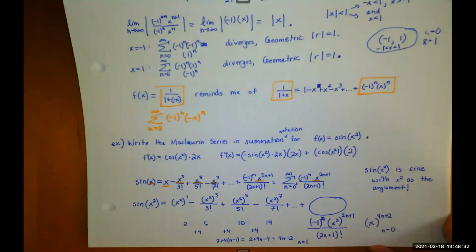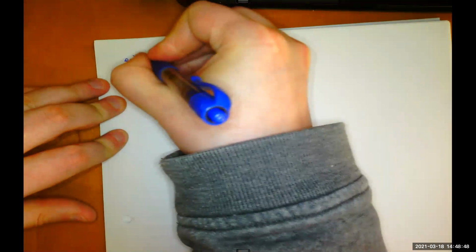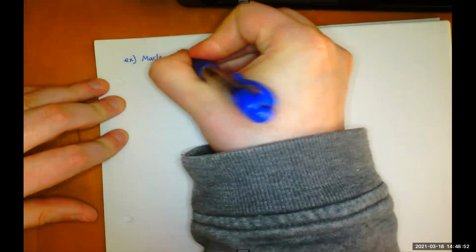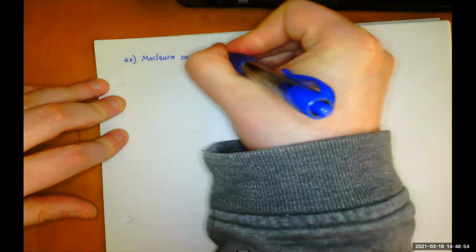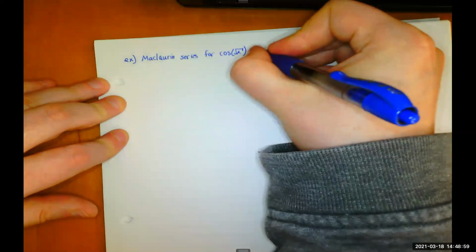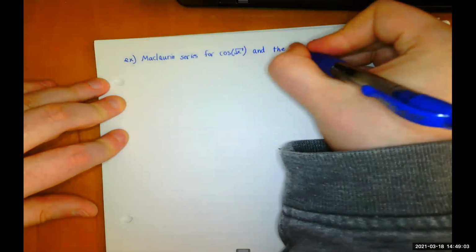Timing's working out just a little bit differently here for you all, so we're going to do another example instead of what I'd originally planned. We'll do what I originally planned tomorrow. So here's what I'd like you to do. I want the Maclaurin series for the cosine of the square root of x and the interval of convergence.